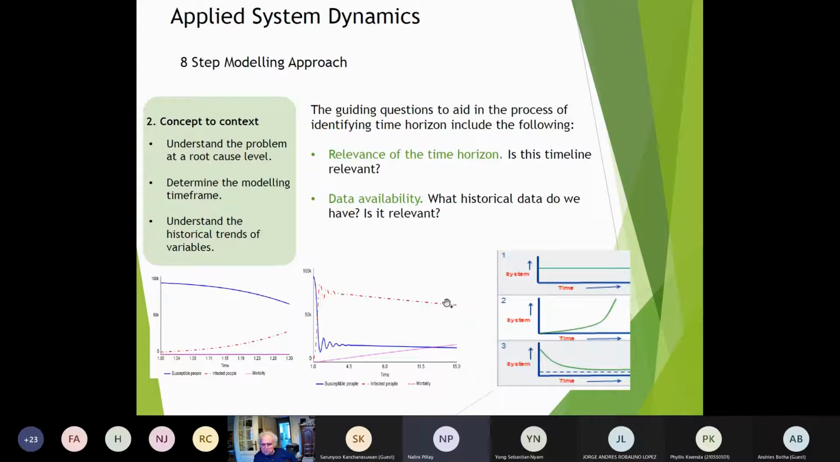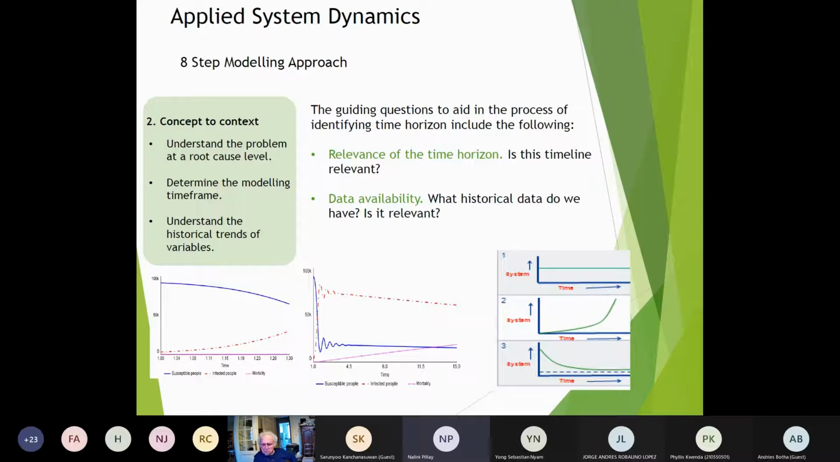In terms of the second step, we call this concept to context. So now you start contextualizing this problem that you've identified and the system problem that you're trying to then model for. Part of this step actually includes some very important things.